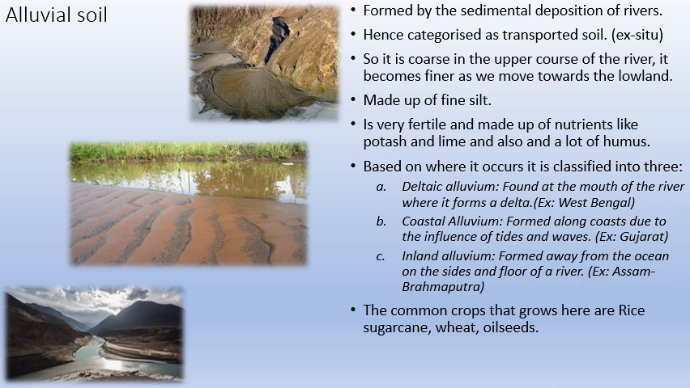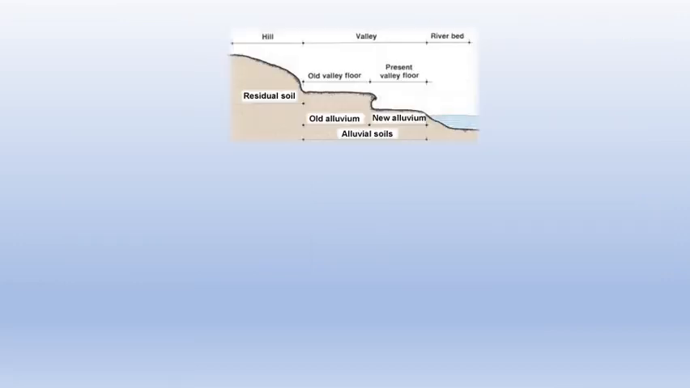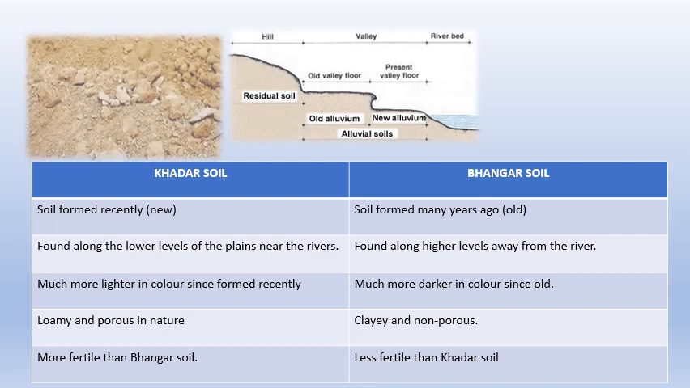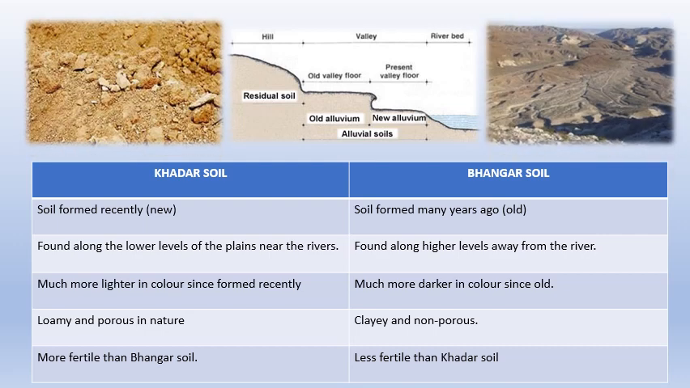These are the important points under alluvial soil. There are two main classifications. One is Khadar and the other one is Bhangar. So, what is the difference between Khadar and Bhangar? Here you have a picture of Khadar. Here you have a picture of Bhangar. Khadar is the new or recently formed soil, while Bhangar is the old soil.